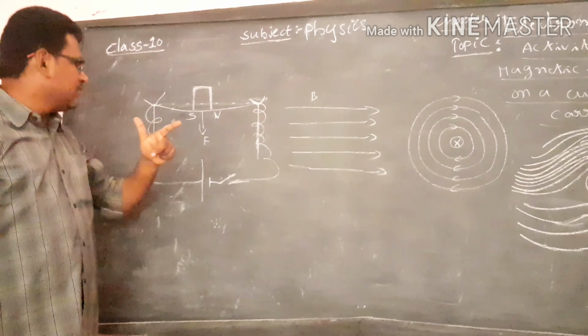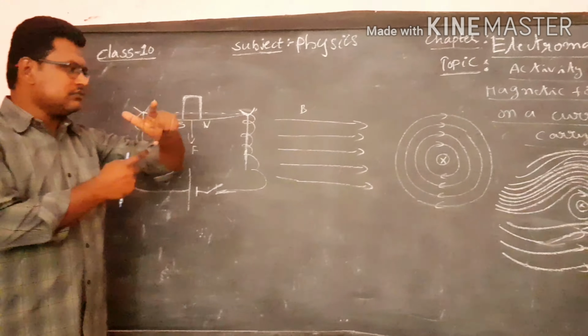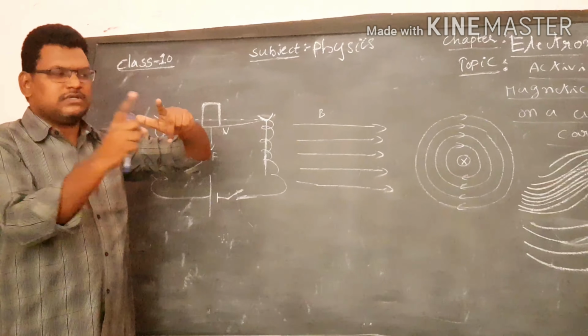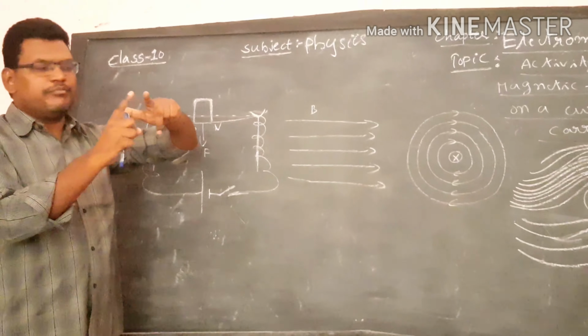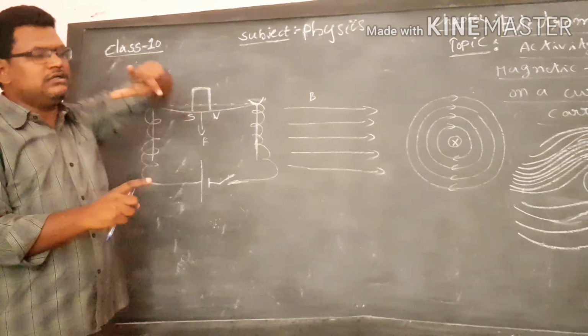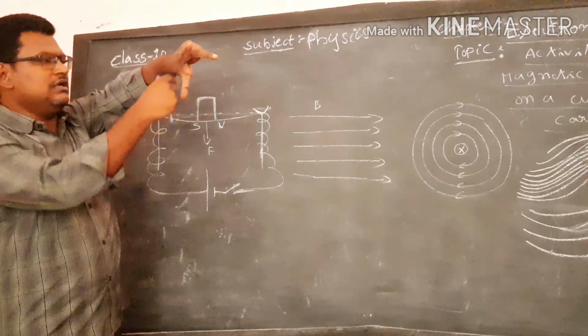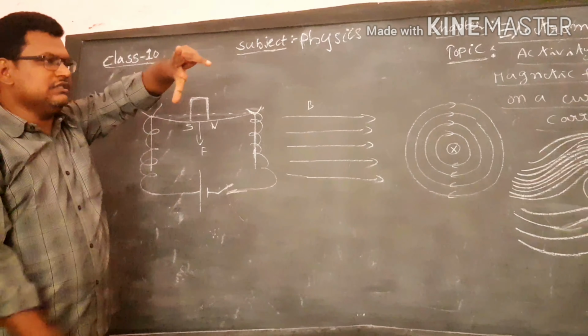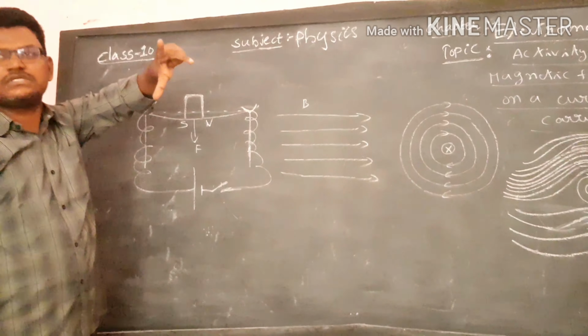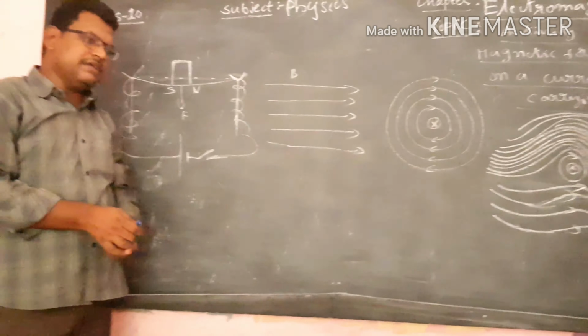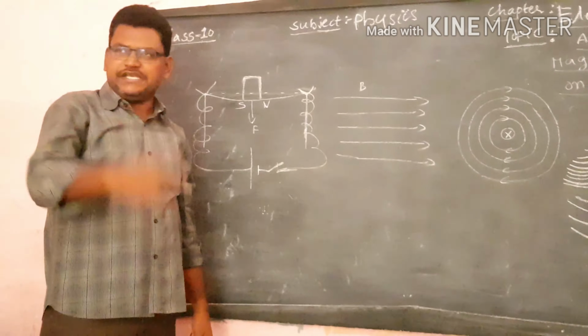Now take, from north to south, this is the direction of the magnetic field, and this is the direction of the current, and here the thumb represents the direction of the magnetic force acting on a current carrying wire. Now let's apply Fleming's right hand rule.